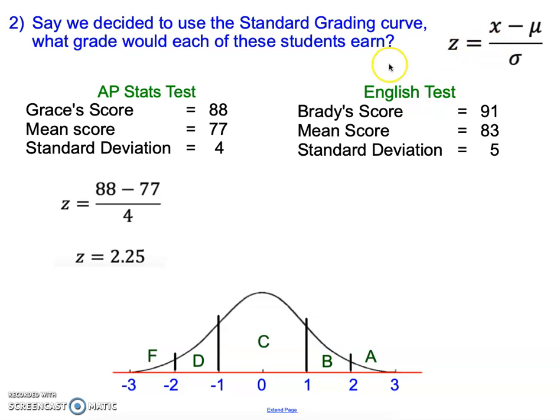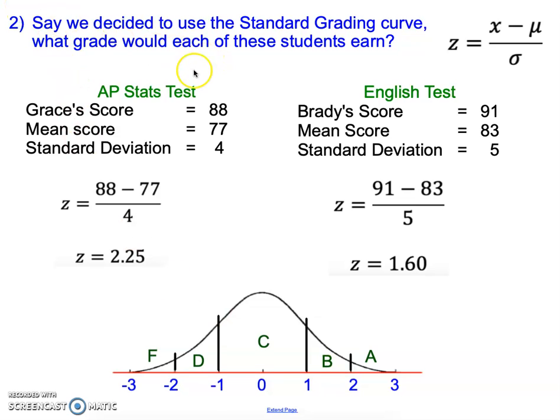Okay, using the formula up here, Grace would get a z-score of 2.25, meaning she scored 2.25 standard deviations above her class's average. 2.25, she would actually receive an A on that test. Brady, you get 1.6 for the standardized score, meaning Brady scored 1.6 standard deviations above the mean of the English class. 1.6 would be right about here, so Brady would have earned a B.